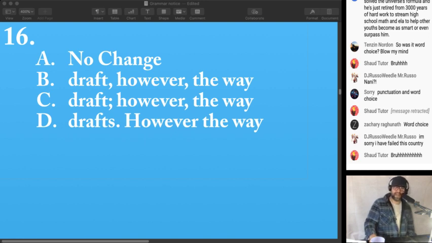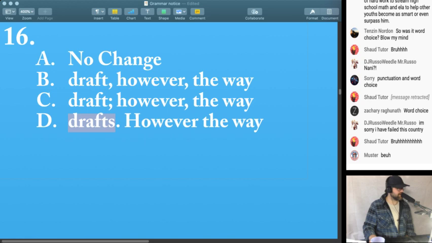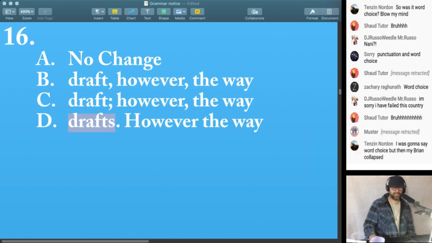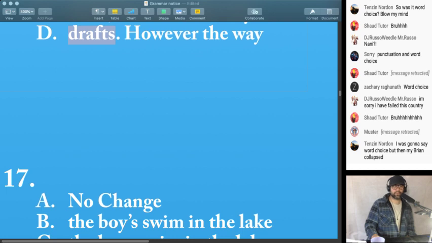It goes from draft to draft to drafts. It goes to drafts. So that suggests to us that we are going to have to deal with either word choice, but most likely we're going to be dealing with nouns, pronouns, word choice. Question 17. What is being tested?